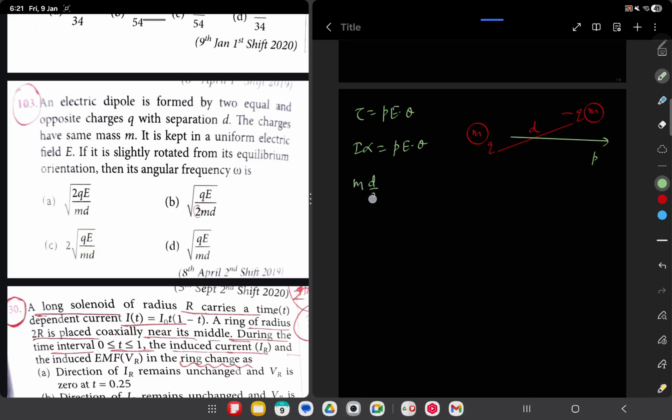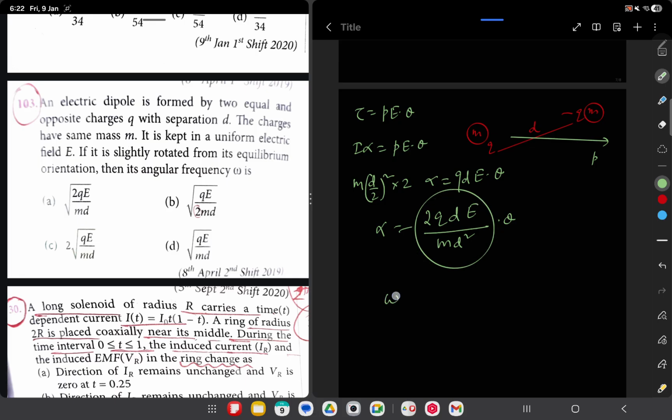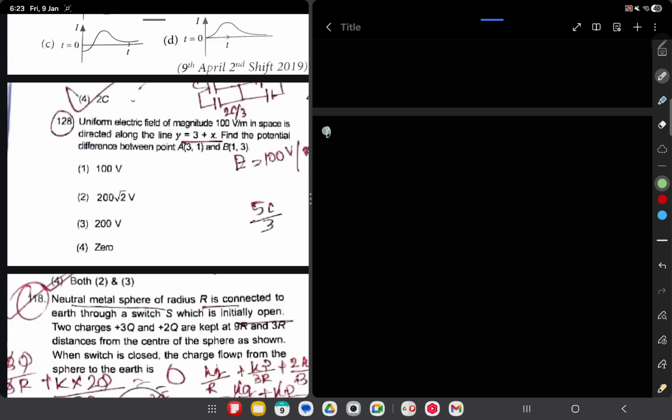So m into R square, m into D by 2 square into 2 into alpha equal to PE into theta. And for P you may write Q into D. So in this case you are getting QDE into 2 by m D square into theta. So this is your omega square. Omega will be how much? Root over 2QE by md. That will be your omega. Now to the next question.